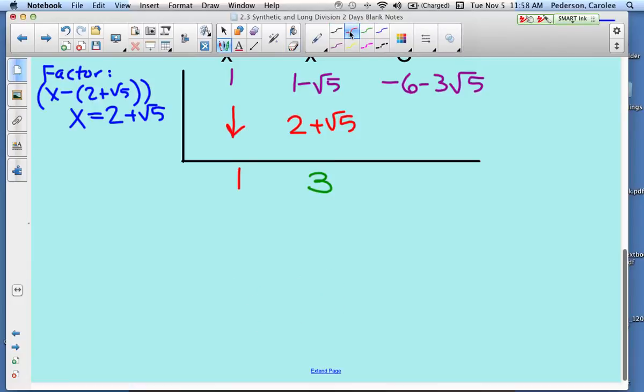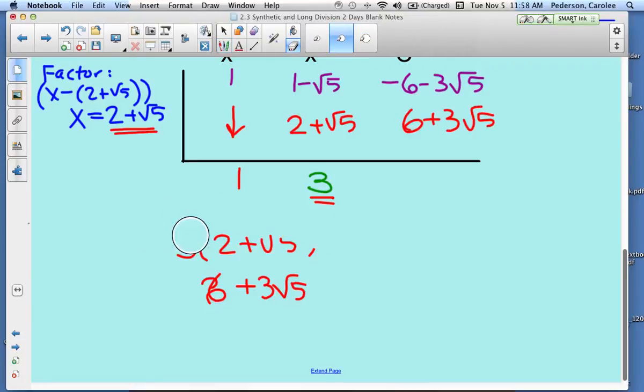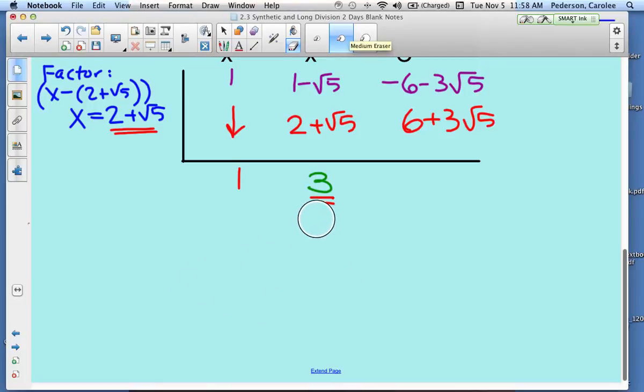Now I'm going to multiply 3 and 2 plus the square root of 5. So 3 times 2 plus the square root of 5. Think about this as the distributive property. So 3 times 2 is 6. And then 3 times square root of 5 is 3 square roots of 5. So that'll go right up here, 6 plus 3 square roots of 5. Now I add that column. When I add that column, nice thing happens is the negative 6 plus 6 cancels. Negative 3 square roots of 5 and positive will cancel to be 0, which is a remainder of 0.